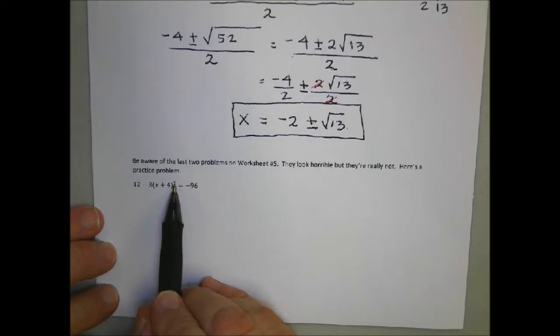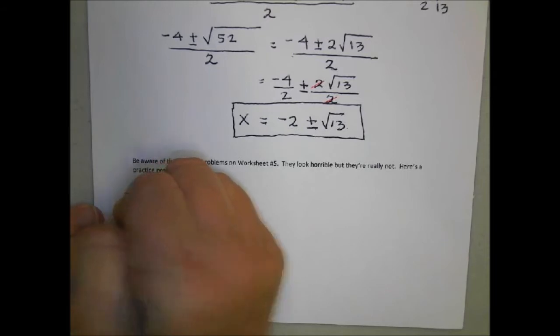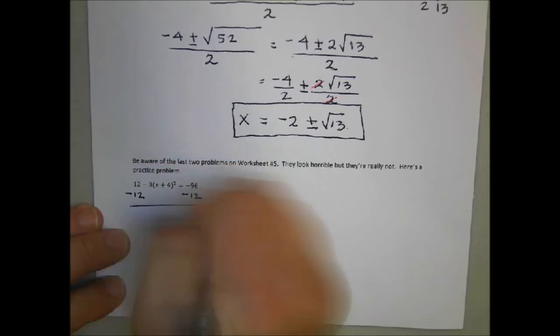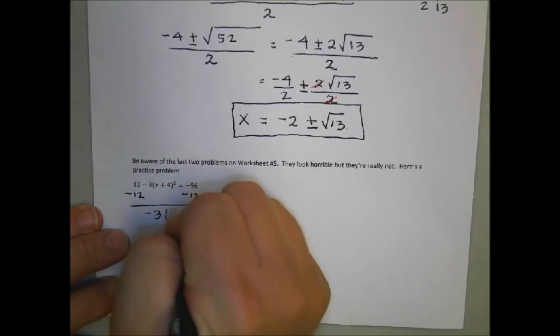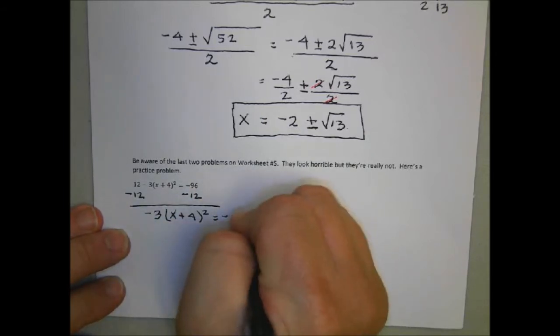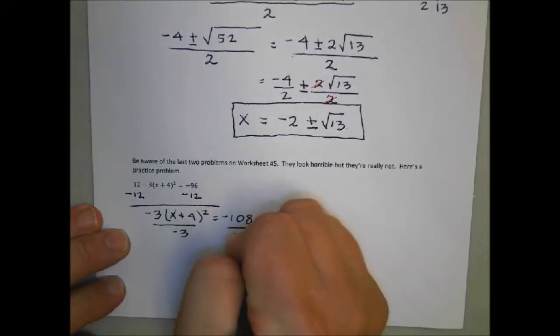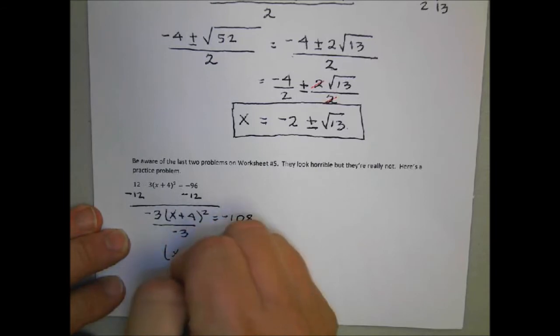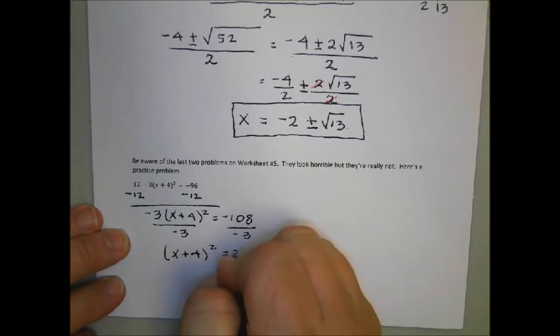The problem is written with a perfect square in it already, so this is going to be one we can solve by taking the square root. We're just going to do algebra steps to get this answer. The first step, subtract 12. And I've got negative 3 times x plus 4 squared equals negative 108. Divide both sides by negative 3. And now I've got x plus 4 squared equals positive 36.